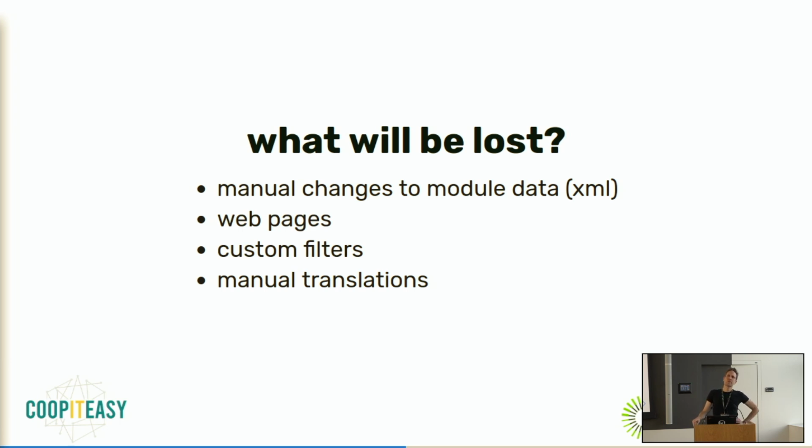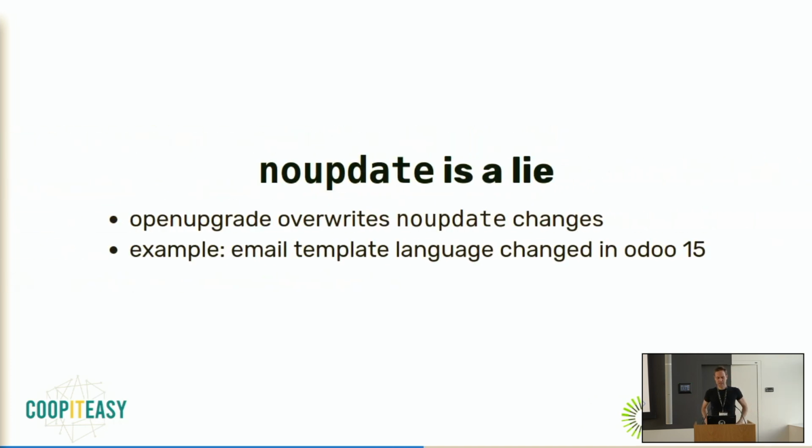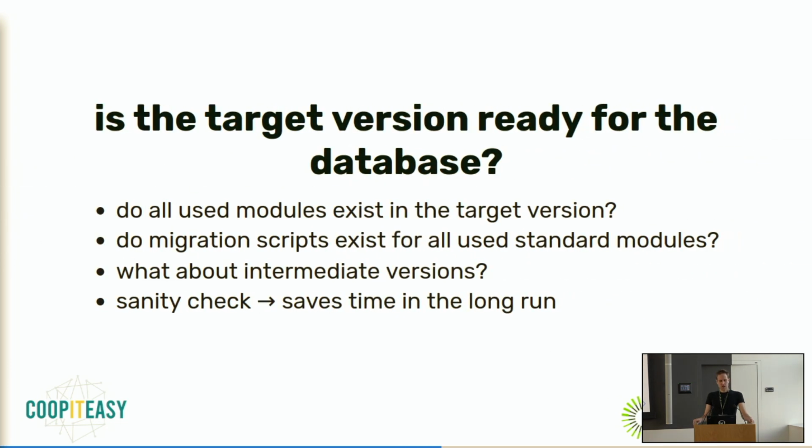Oh, you might think, but there is data that is no update. Well, no update is a lie in the context of major version migrations, because, for example, in Odoo 15, the email template language changed from Jinja to QWeb, and so well, your mail templates won't work anymore. So OpenUpgrade decided to just reset them to the default values provided by Odoo 15. So even no update data is not safe.